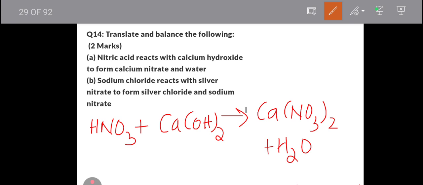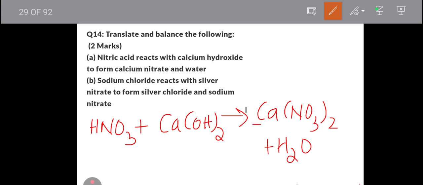Now what you have to do is balance this chemical equation. Just see this equation. Here what you can see is HNO3. Just count NO3; you can take it as one species.